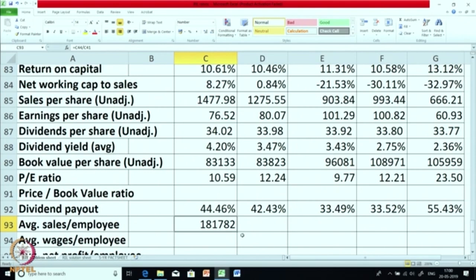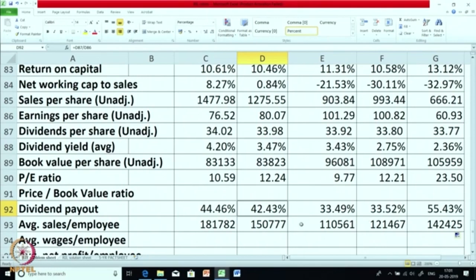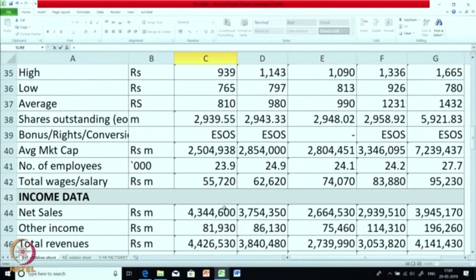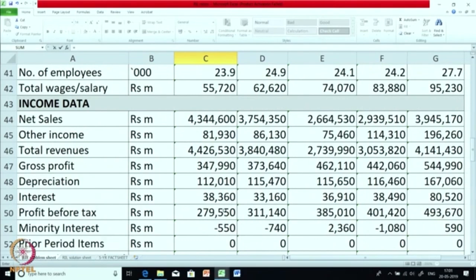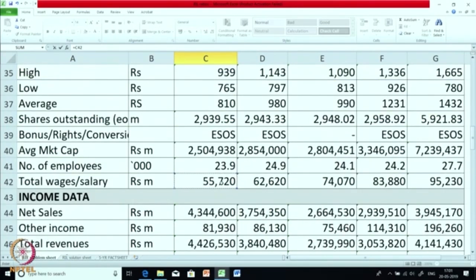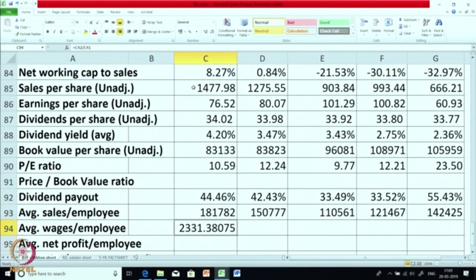So it is 181,782 millions per employee. And you can see there is a fall because there has not been much increase in the sales. In fact, there was a decrease in the sales, and only in the last year there is a slight rise. Average wages per employee. So total wage data is available, divided by number of employees. So 2331 millions.